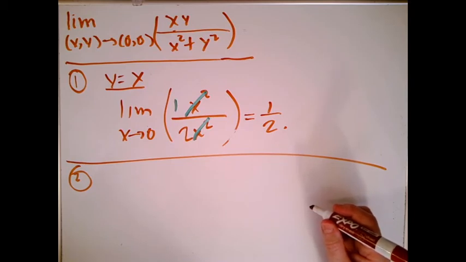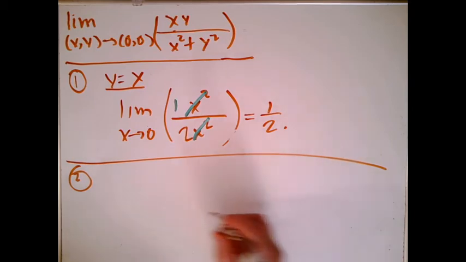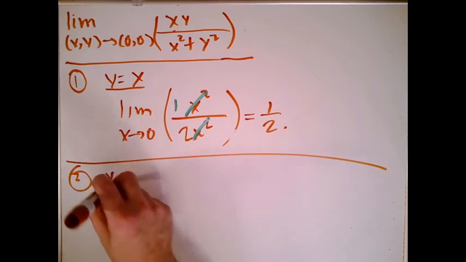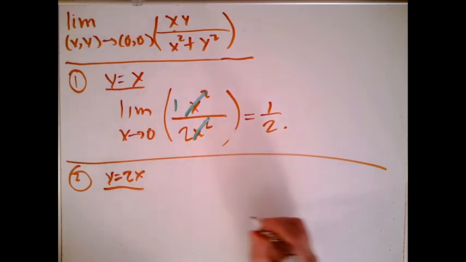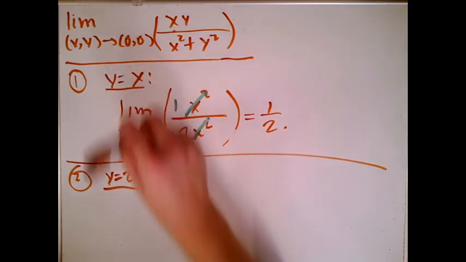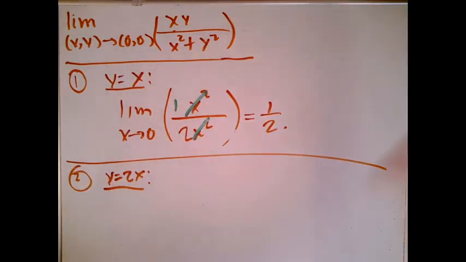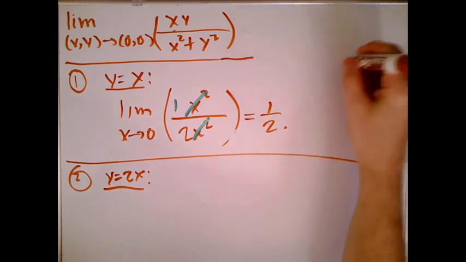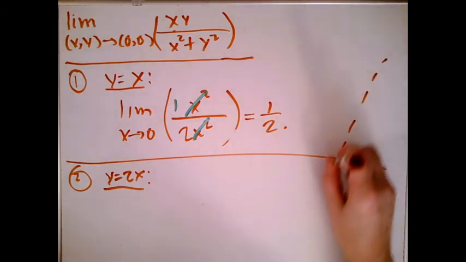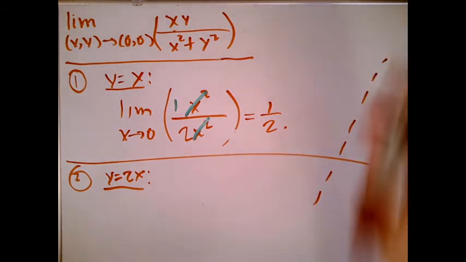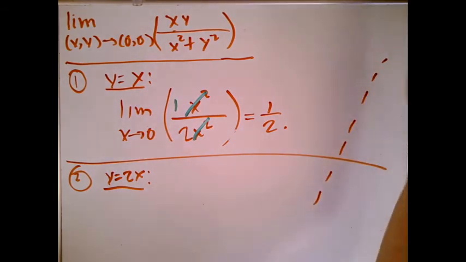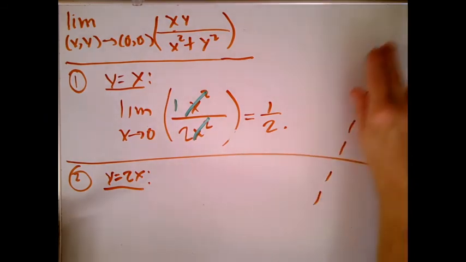But what happens if I just pick something like y equals 2x? Now, what does that mean? Again, it's the same squiggly surface that we were on before, but instead of walking over the line y equals x, we're now walking over the line y equals 2x. And we're going to stay on the surface, and the idea is about how high will we be when we arrive at the point?